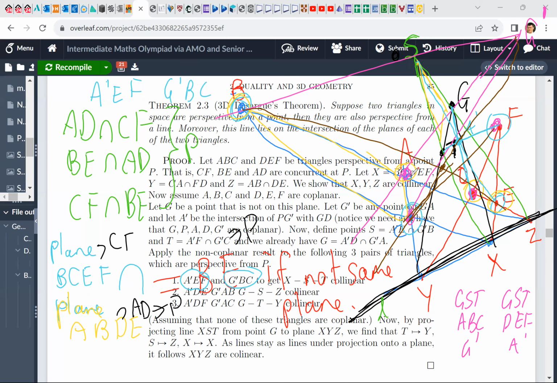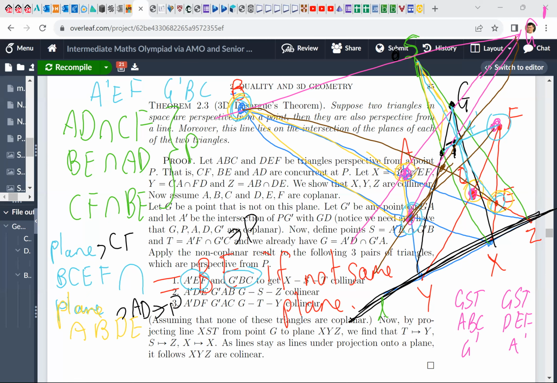Then we define T to be any point on GY, and we define S to be the intersection of GY and TX. This is to mimic the part of the proof before, where XST are collinear and they project onto XYZ from G.